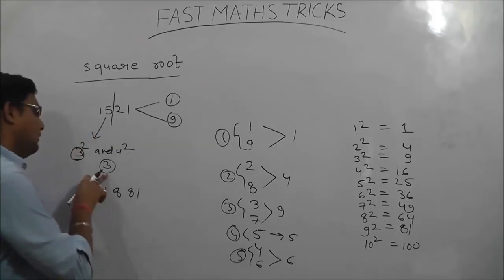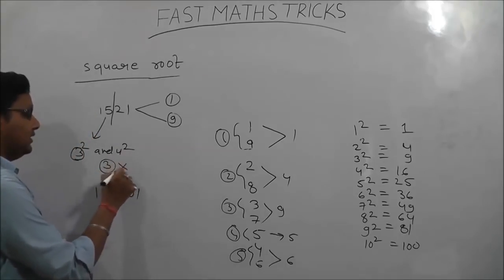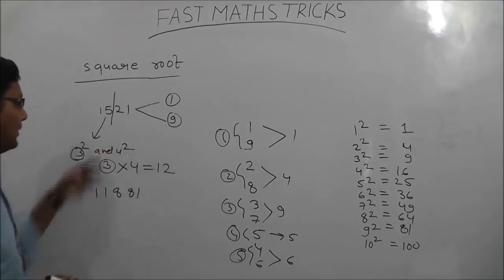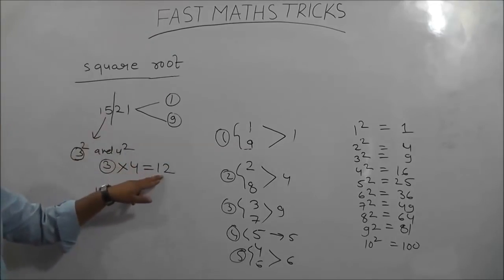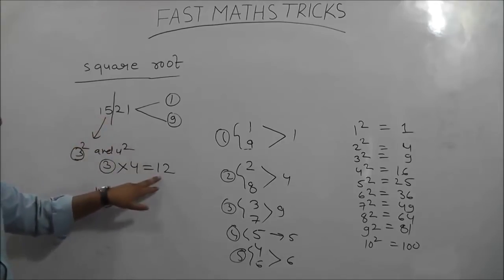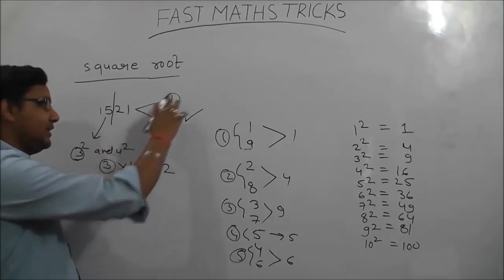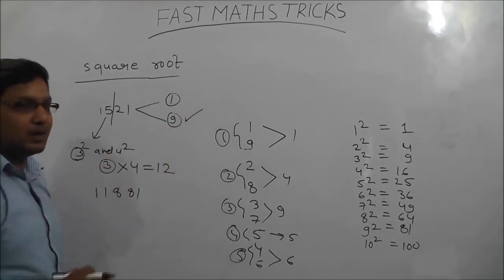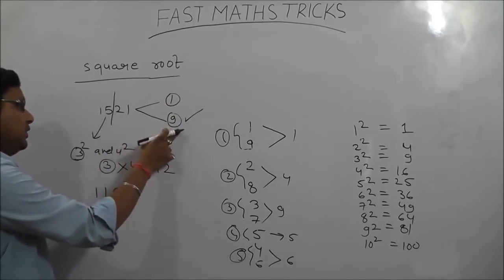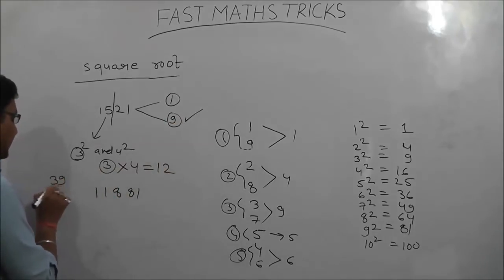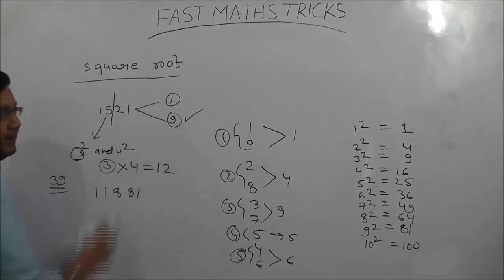So 3 is our first digit. Multiply the first digit with the next digit, that is 4, which gives 12. Now we have to compare 15 with 12. 15 is more than 12, so take the greater value. If 15 were less than 12, then take the lesser value. So in this way we have to do it. 15 is more than 12, so take 9. So the answer will be 39, with 3 from here and 9 from here.